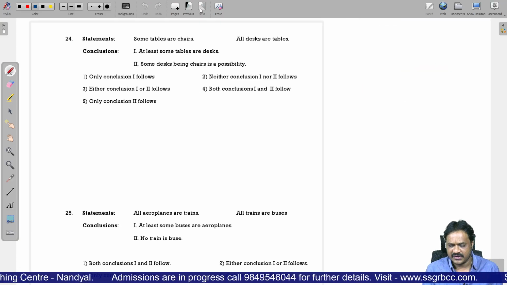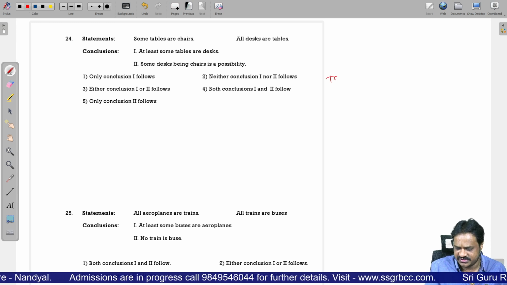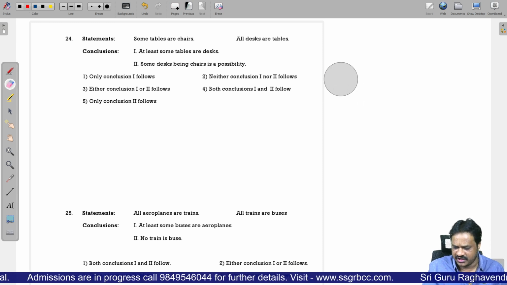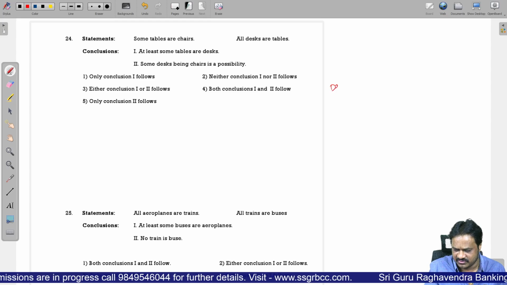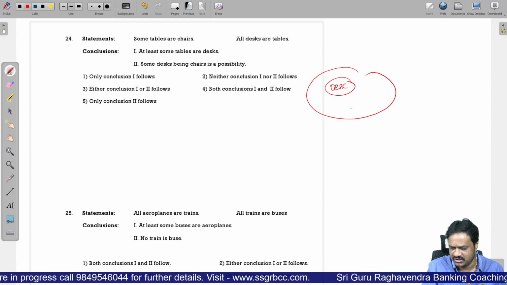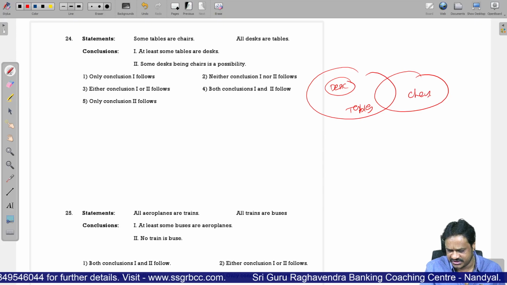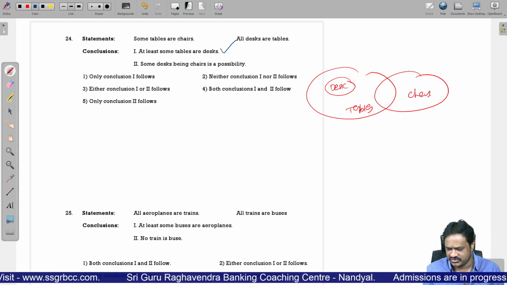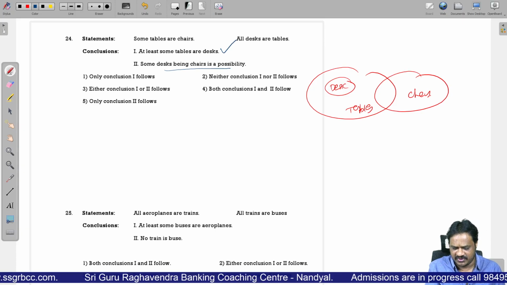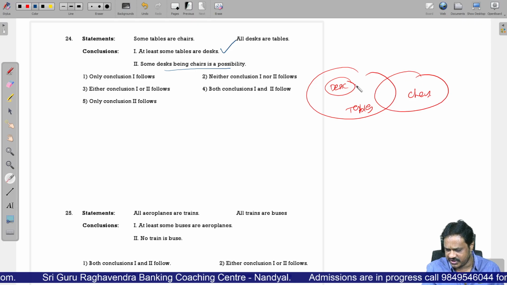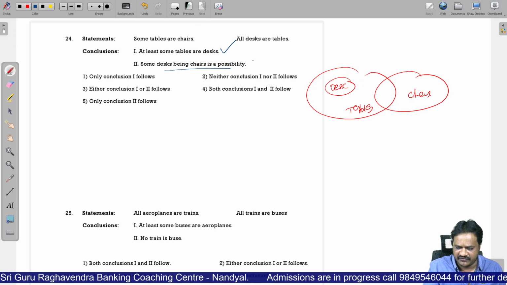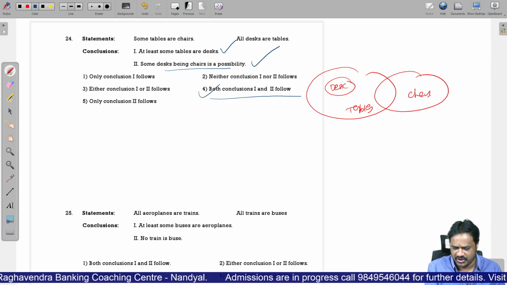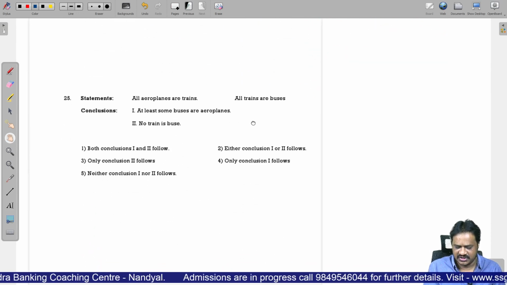24. Some tables are chairs. All desks are tables. First conclusion, at least some tables are desks. At least some tables are desks definitely follows. Some desk being chair is a possibility. There is no relation between desk and chair, so any possibility definitely follows. So both 1 and 2 definitely follow. Next question 25.